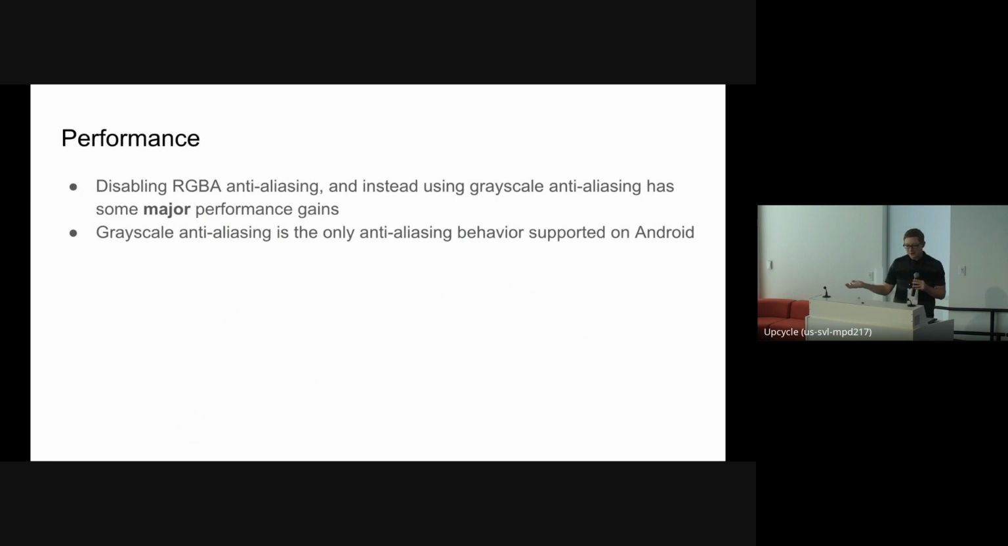I was told by a PM, oh, if we switch to grayscale anti-aliasing, there's this amazing performance boost. And I was kind of skeptical, but I looked into it a little bit, and I found that on Android, it's the only anti-aliasing behavior supported. So it's not like it's a net loss. Android renders text just fine.